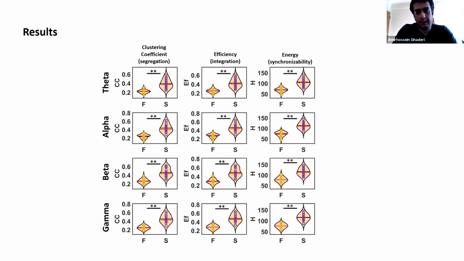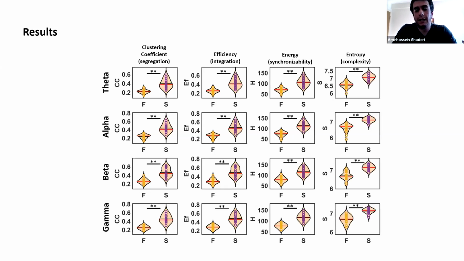segregated. After that, we looked at the energy of the network. Again, we found increased values during the saccade in all frequency bands. So we can say that the network in the saccade is more synchronized in comparison to fixation. Finally, we looked at the entropy of the network, and again we found increased entropy of the network during the saccade. So we have a more complex network in the saccade condition.